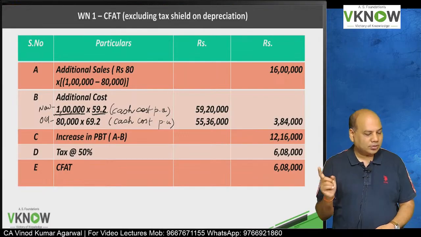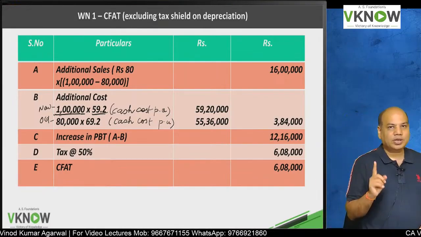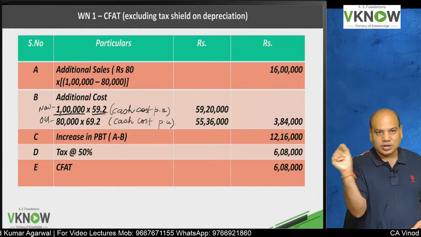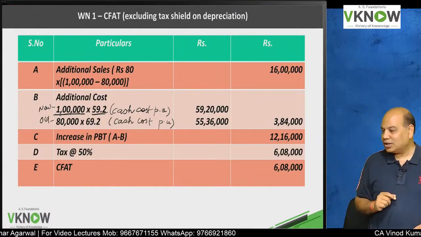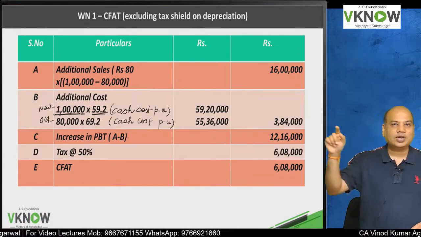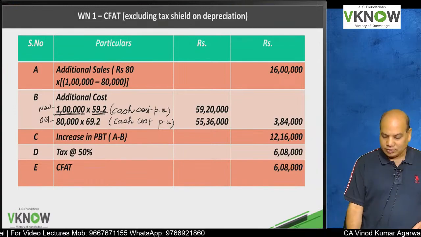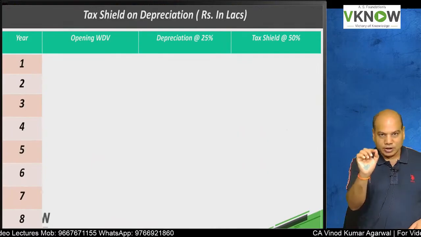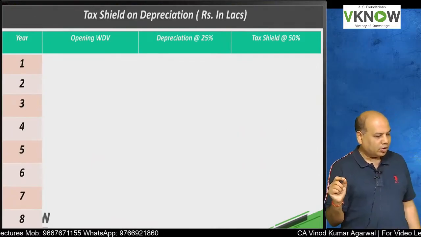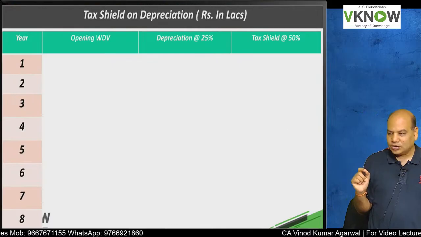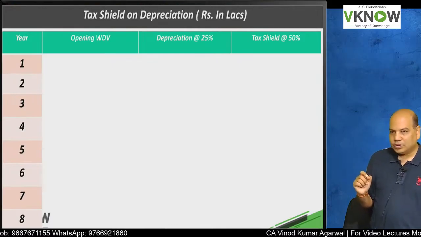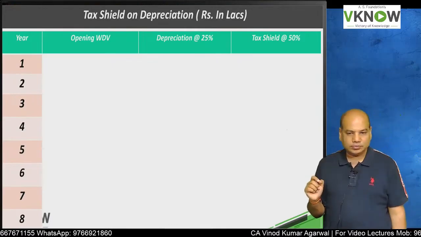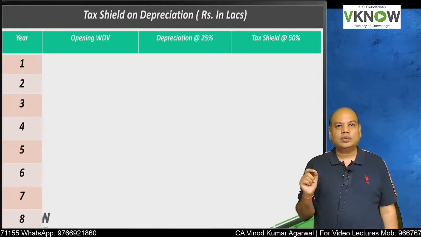Transfer it to the main page. In the main page, third line, 1-8 incremental CFAT, right in front of that 6,08,000. And now one more last part of this question is, write down working note 2. Working note 2 is tax shield on depreciation.